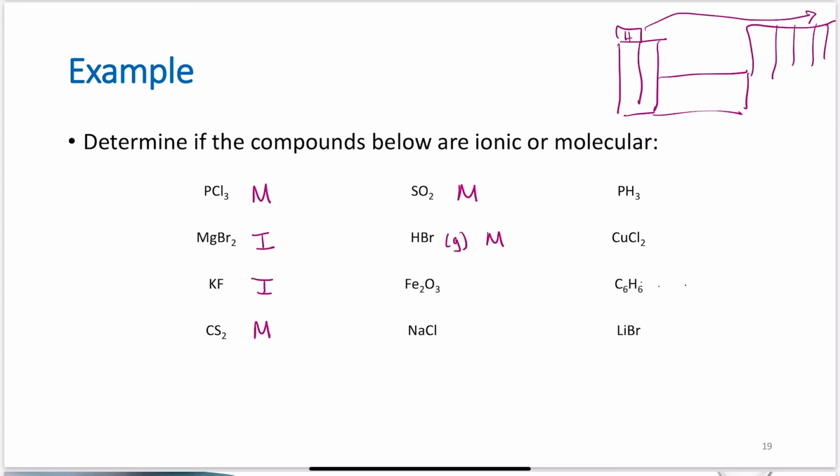Fe2O3. Fe is iron. Fe comes from its old name, ferric and ferrous, different oxidation states or charge states of iron, but iron is a metal. And oxygen, of course, we know is a nonmetal, so this will be ionic.